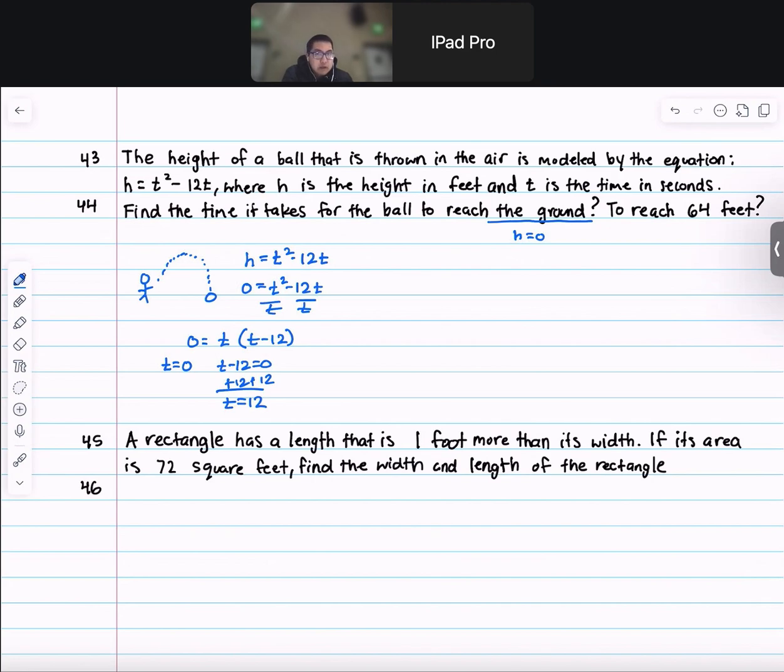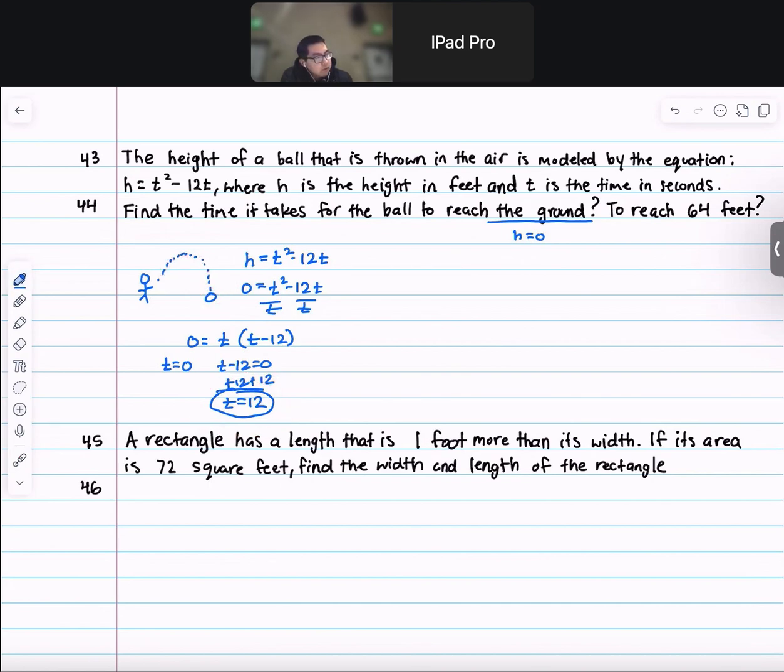Now, the one that makes the most sense is this one, because it's asking, find the time it takes for the ball to reach the ground. We're not really talking about when the ball was on the ground at the start. We want to know what time it was after it was airborne in the air, right? So that took 12 seconds.